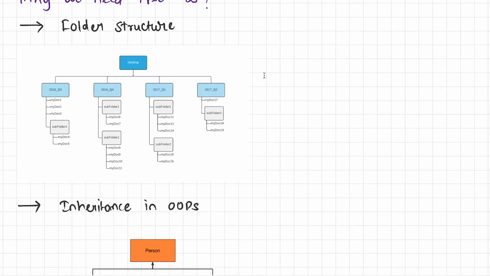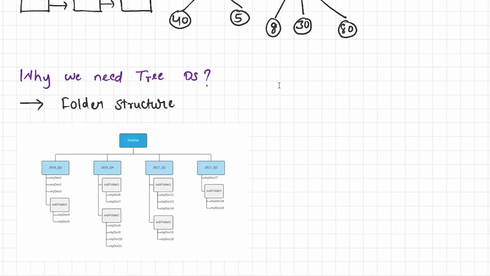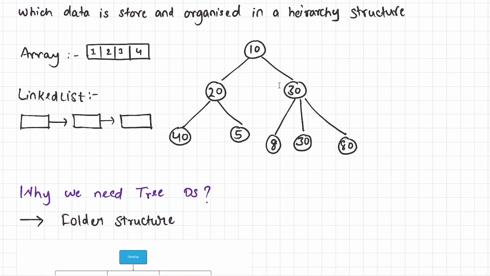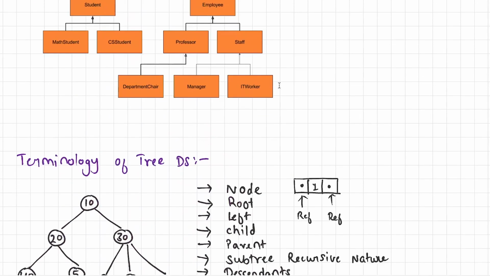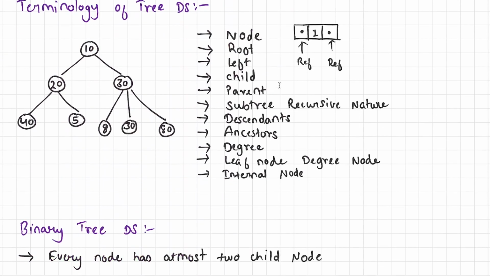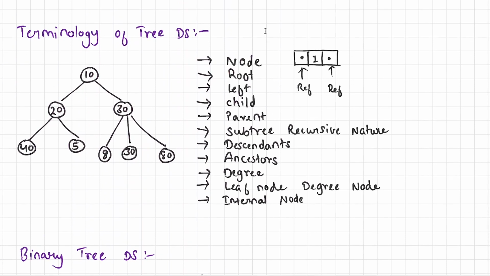So these are just a few examples that use tree structure to represent the data. There are numerous applications of tree data structure as well. So I hope now you understood very clearly what a tree data structure is and why we need tree data structure. Now let's move on and see some of the terminologies that are used in the context of tree data structure. So let's say we have this tree data structure and these are the terminologies.